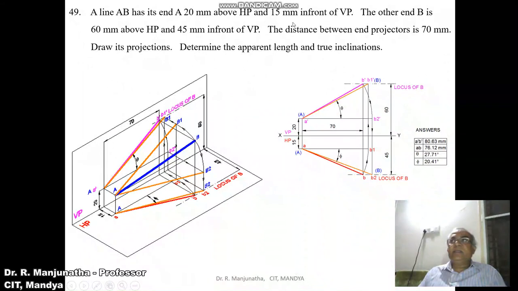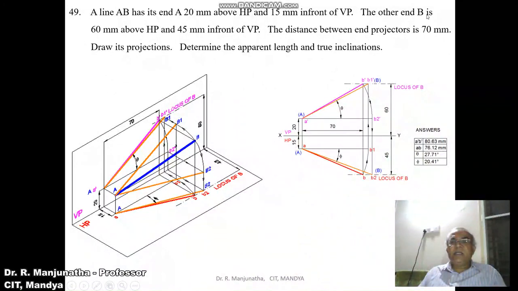And similarly, he says 15 mm in front of VP. So when you look from the top view, we can see the distance in front of VP, which is 15 mm. When it is projected, that will be on HP. So you are going to get the point as small a. So this distance is in front of VP.